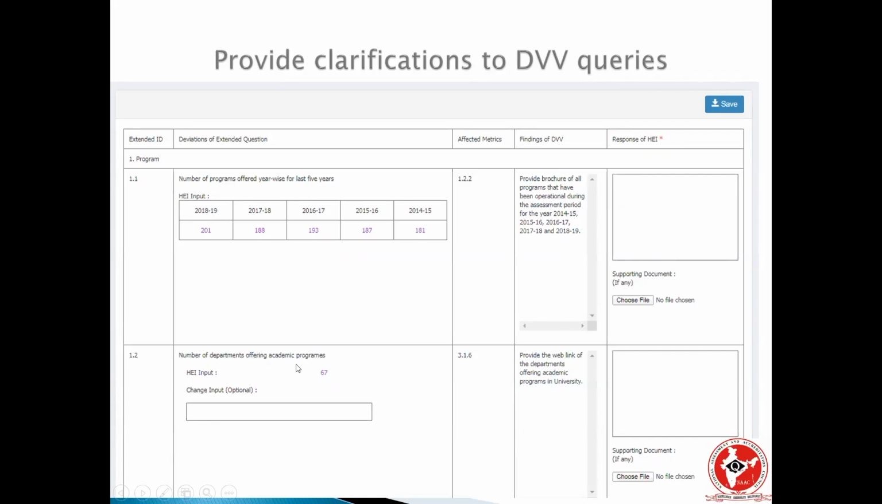Same way, for the number of departments offering academic programs, the HEI input is 67. So please provide the web link of the departments other than academic programs. Please provide the web link out here, and any supporting documents. If you want to upload a PDF file along with the link, you can upload it here. And after this response and cross verification by the HEI, a data input will be provided here by the DV partner.